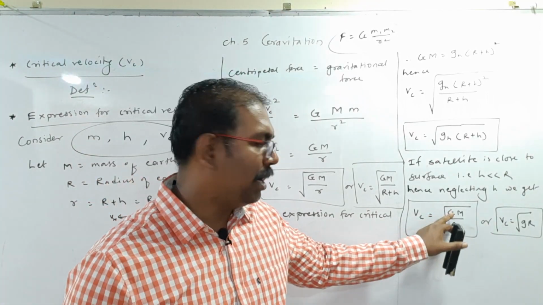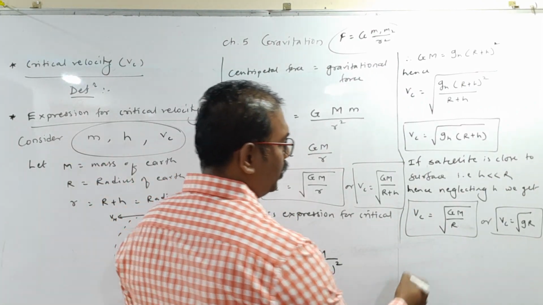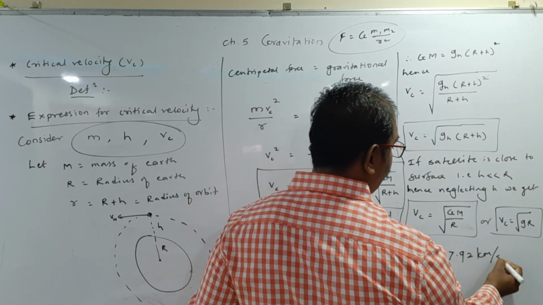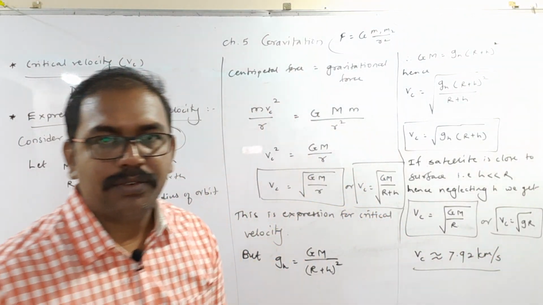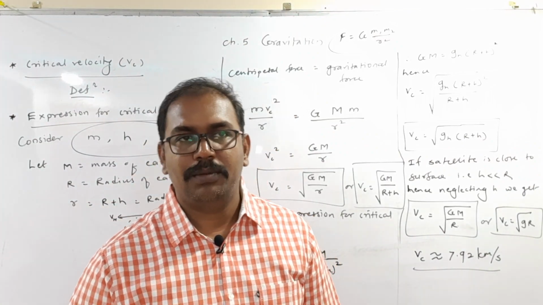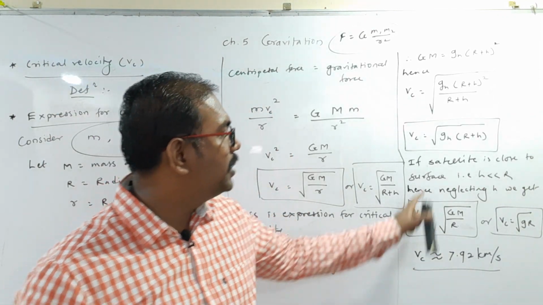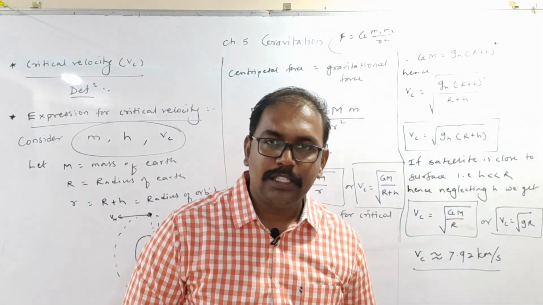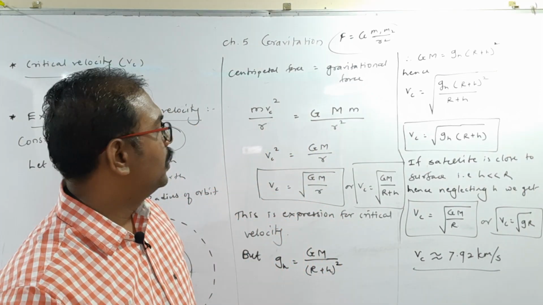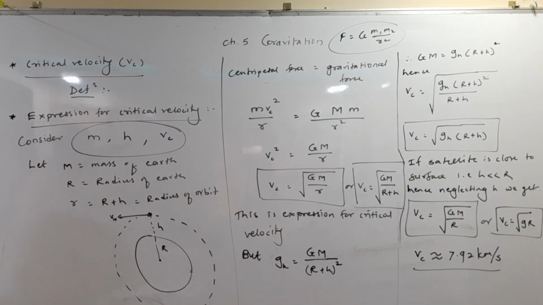Now here, the value of capital G is fixed, capital M is fixed, capital R is fixed. If I substitute all the values, then we get critical velocity approximately 7.92 km per second. So this is the value of critical velocity. Now if someone asks you a question in MCQ, how much is the critical velocity of a satellite revolving at height 100 km from the surface of earth? 100 km means it is very close. So the critical speed or critical velocity is 7.92 km per second, that you remember. I hope everyone understood this critical velocity article, very important. You have to prepare it very well.